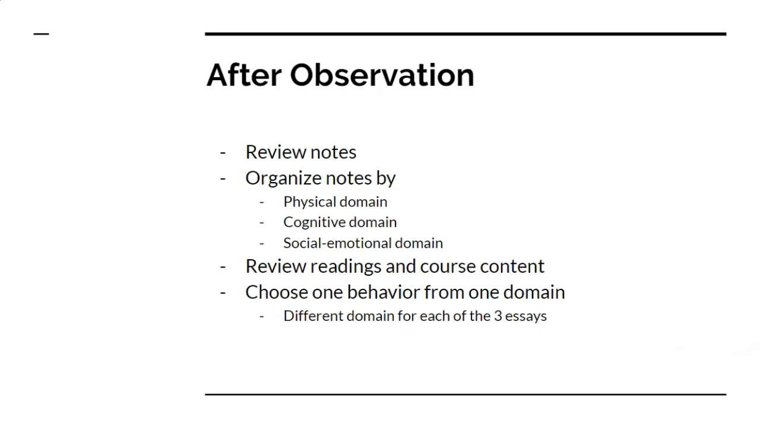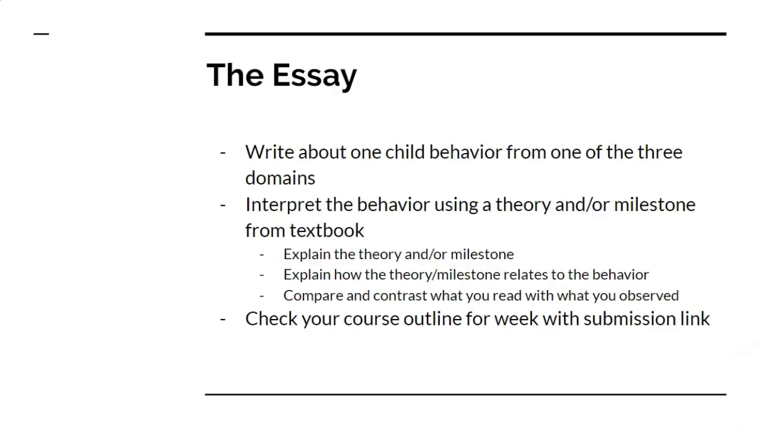You want to do a different domain for each of the 3 essays. Again, this will really help you prepare for that final paper because you're going to be needing to discuss and interpret physical, cognitive, and social-emotional development. So choose a different one for each of these 3 essays. Your actual essay, you're going to be writing about one child's behavior from one of the 3 domains, as I just mentioned. You're going to interpret that behavior using a theory or milestone from the textbook.